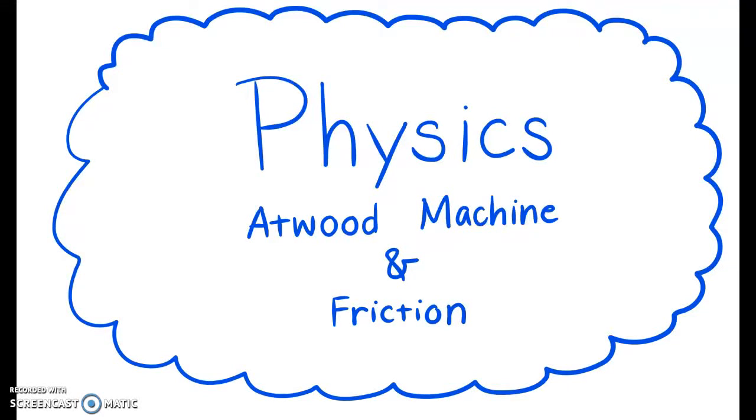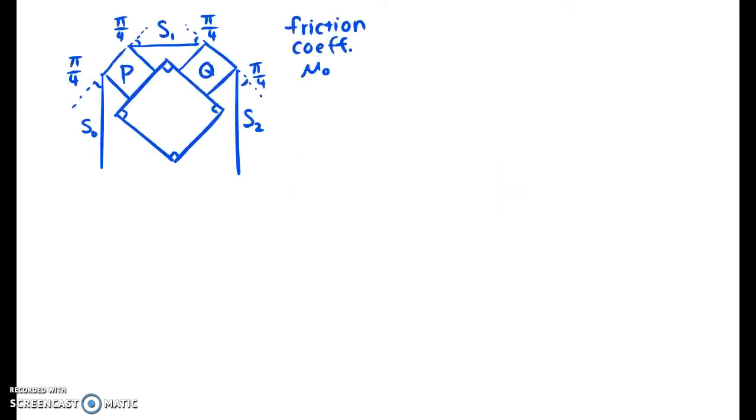Today we'll be continuing in physics, talking about the Atwood machine under the effects of friction. This is part 2. We have our same setup of our model of our Atwood machine as before, with each angle shown being pi over 4, with 3 massless strings, and P and Q are also massless.